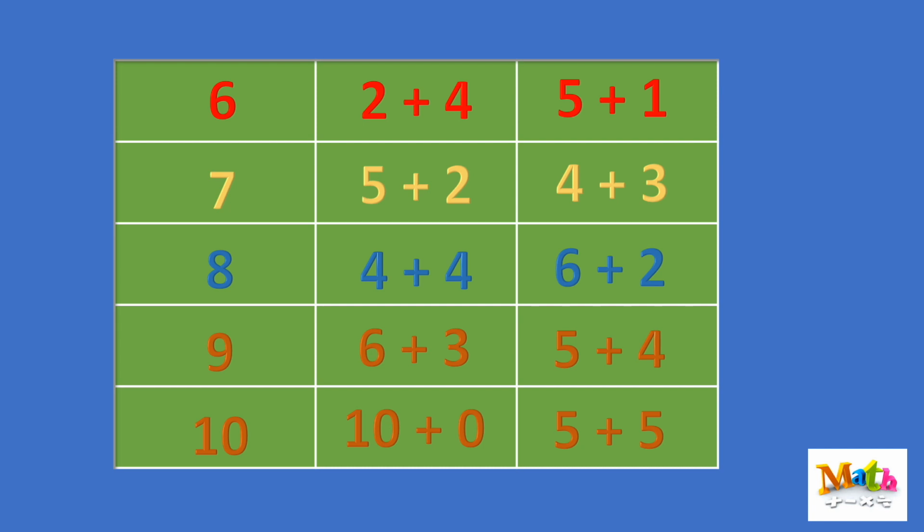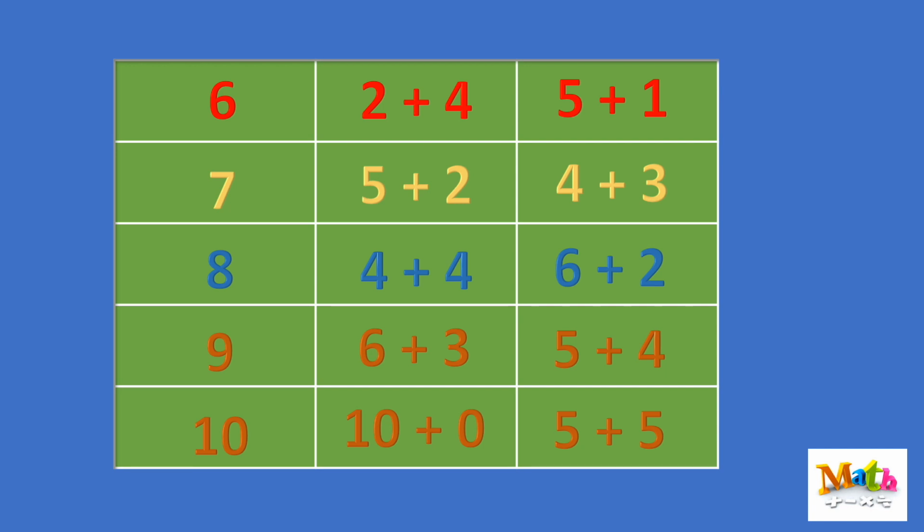For number 8, the answer given is 6 plus 2. But if you have written 8 plus 0, 0 plus 8, 1 plus 7, 7 plus 1, 3 plus 5, 5 plus 3 or 2 plus 6, that is also correct because it is a number partner of 8.